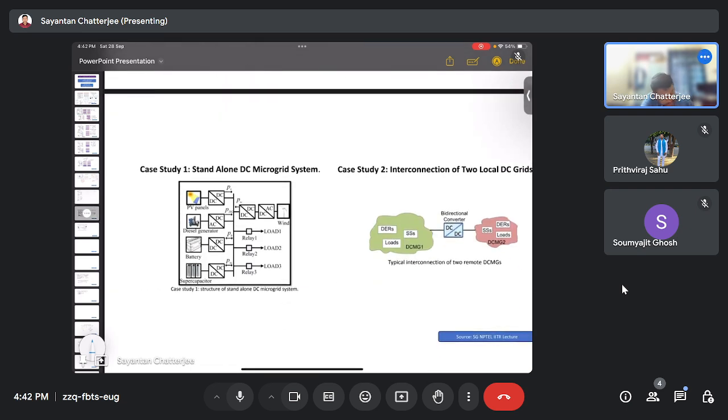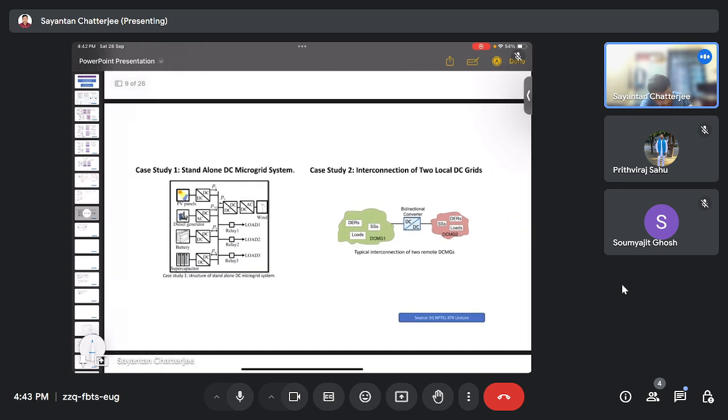So here's a DC system. Okay, now that was mostly AC. So in the DC system, DC microgrid, standalone DC microgrid, here we can see PV panels, DC generators, batteries, supercapacitors. So this is the DC bus.